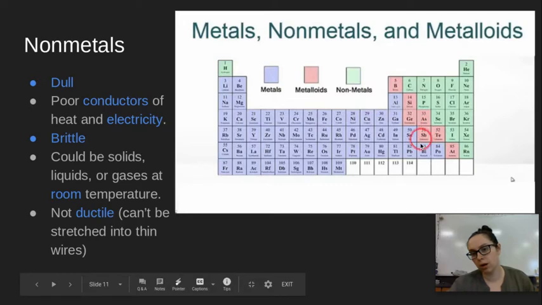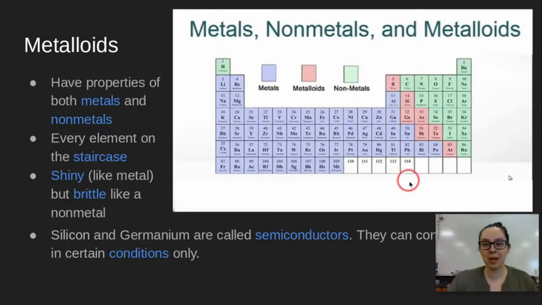Now, what on earth is this staircase thing? Those are your metalloids. Metalloids have properties of both metals and nonmetals. They're every element on the staircase. So some periodic tables you'll see will have the highlighted elements as your staircase. Some periodic tables will just have a line going through, or it will go right in between. So it's most everything that is touching the staircase. My periodic table in my classroom has just the line. This doesn't have anything, so you kind of need to know where it is. But every periodic table that I'll give you will hopefully have that line. If it doesn't, then I will fix it.